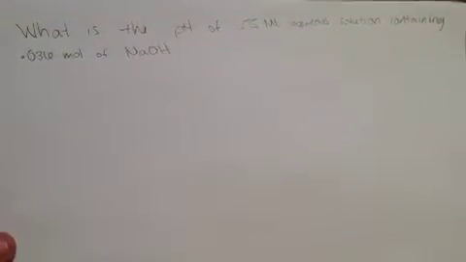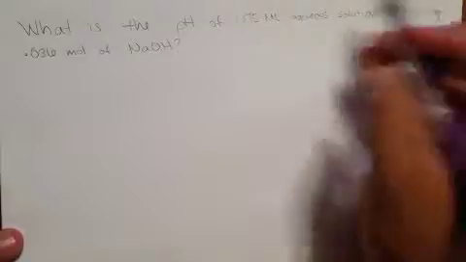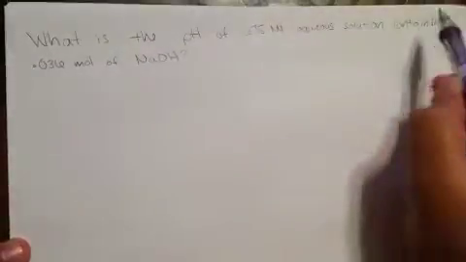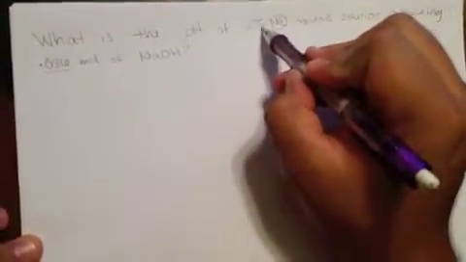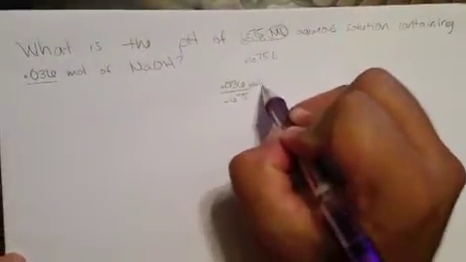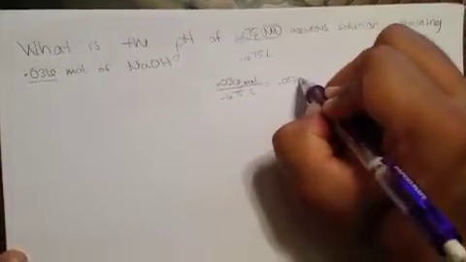what is the pH of 675 milliliters aqueous solution containing 0.036 moles of NaOH? First thing you're going to have to do is find the molarity. It's dividing your moles they give you by liters. You got to be careful. You have milliliters here, convert into liters, 0.675 liters. So you're going to have 0.036 moles over 0.675 liters. That will give you a total of 0.0533.